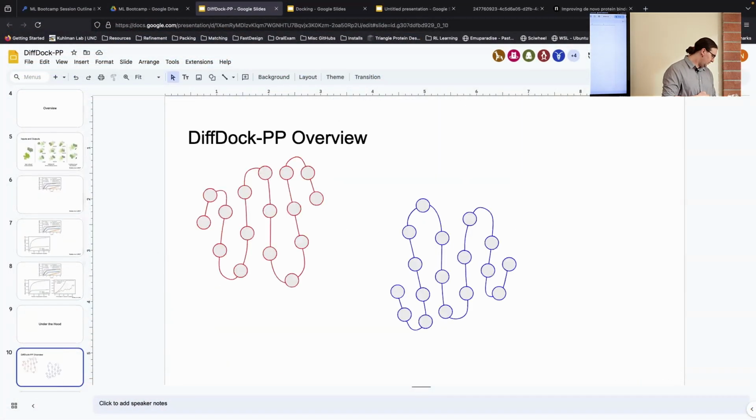Okay, let's open it up a little bit. Similarly to ProteinMPNN, they represent their proteins as graphs.